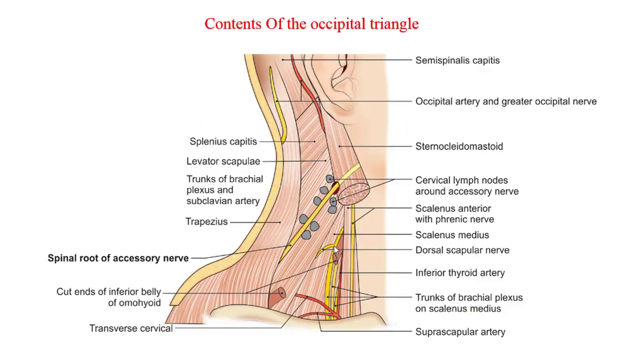In this triangle, vessels such as the occipital artery and transverse cervical artery with its veins can be seen. And there are many nerves that can be found in the occipital triangle, like the accessory nerve, which runs in front of the sternocleidomastoid muscle and pierces it, and the upper part of the brachial plexus, and the cutaneous branches of the cervical plexus, and the phrenic nerve running down the anterior scalene muscle are also found in this space.